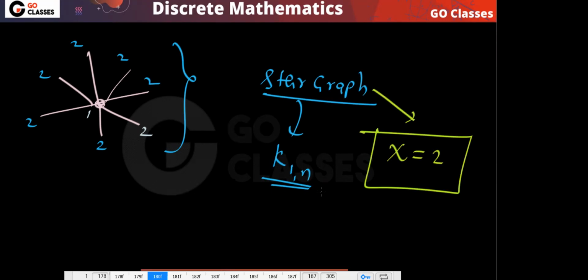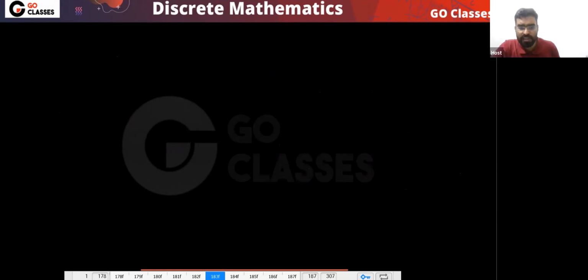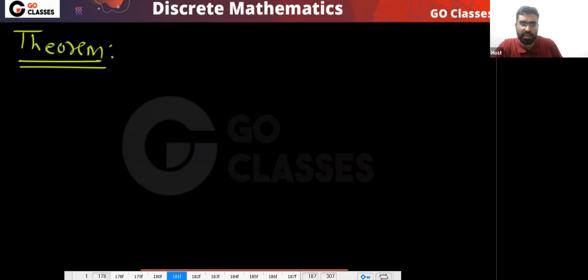Yes, sir. In the previous example, we did like 1, 2, 3, 4, 5 in that arrangement. So why can't we do that? That was not for star graph. That was not for star graph. This was a theorem. I did not take star graph.